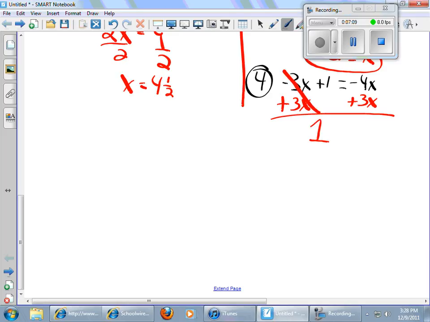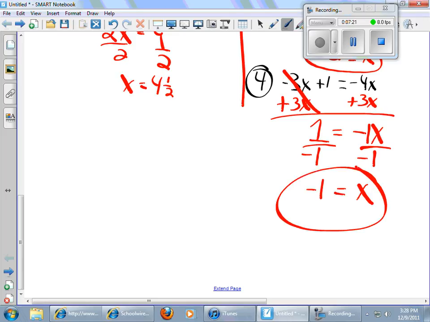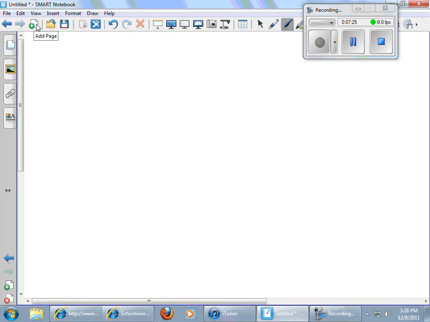I'm going to get a 1 on this side. I'm going to get a negative 1x on that side. I'll divide each side by negative 1. X is going to equal negative 1. And there we go. Okay, another type of problem we looked at has stuff like this.